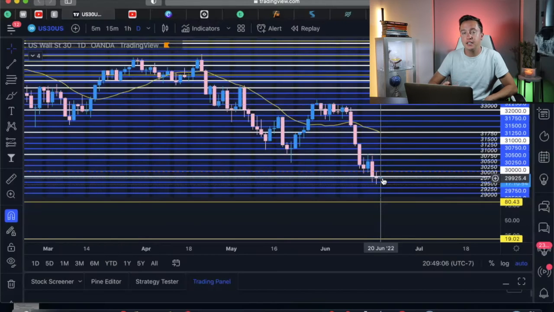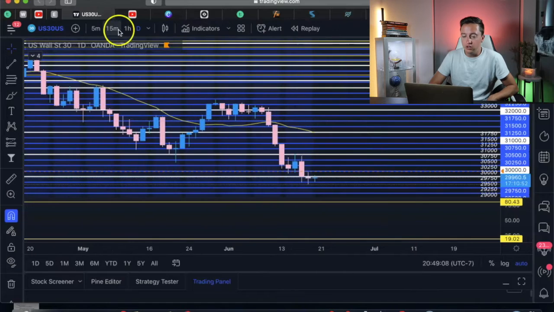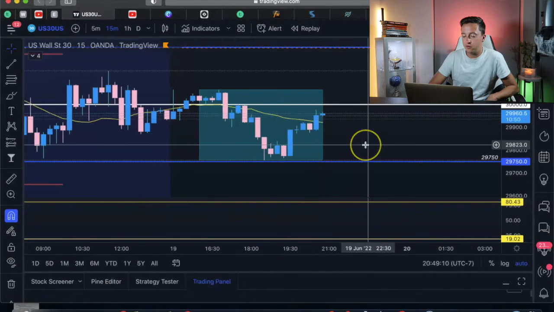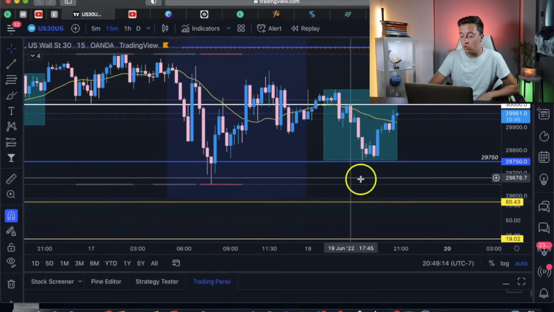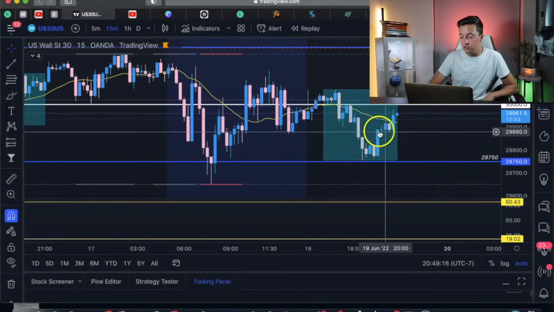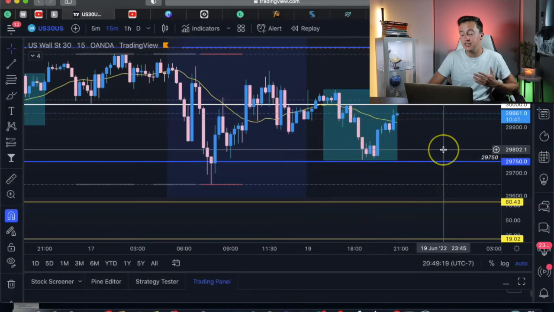So the next thing that we need to do is really look on these lower time frames for near points of support or resistance or a near psychological level. So we can see, honestly, I love looking at the 15-minute time frame. This is where I find a lot of my entries.